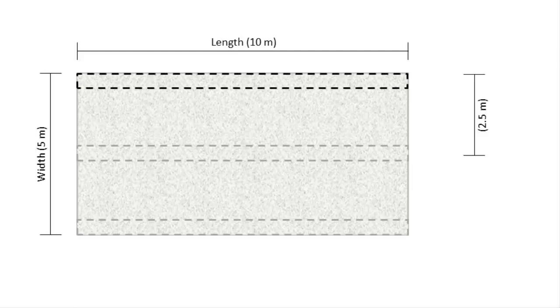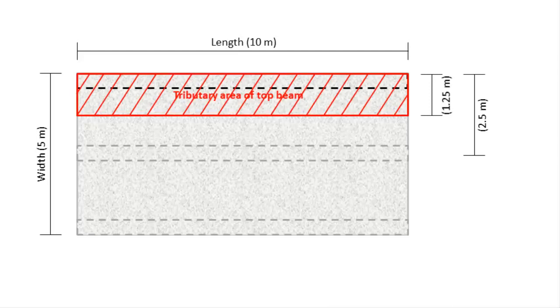We notice that the top beam runs along the top edge of the slab. The beam next to it is a middle beam, which runs along the middle of the slab. Since the slab is 5 meters wide, then the middle beam is located 2.5 meters away from the top beam. So the distance halfway between the top beam and the middle beam is 1.25 meters from the top of the slab. The tributary area for the top beam is thus the area of the slab from the top down to 1.25 meters.